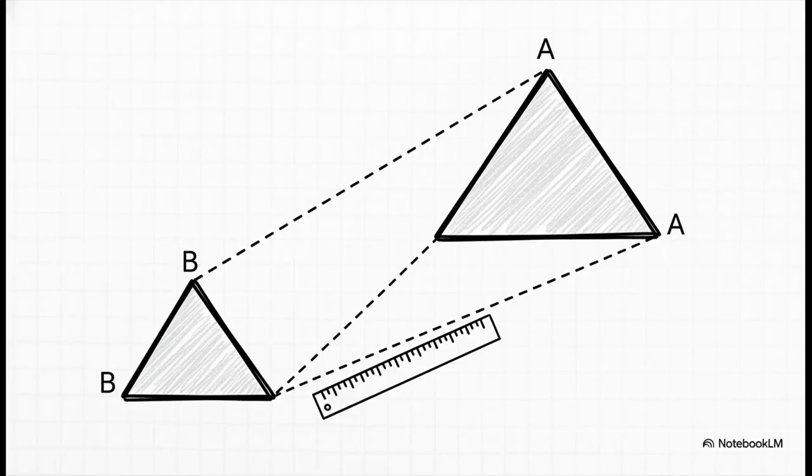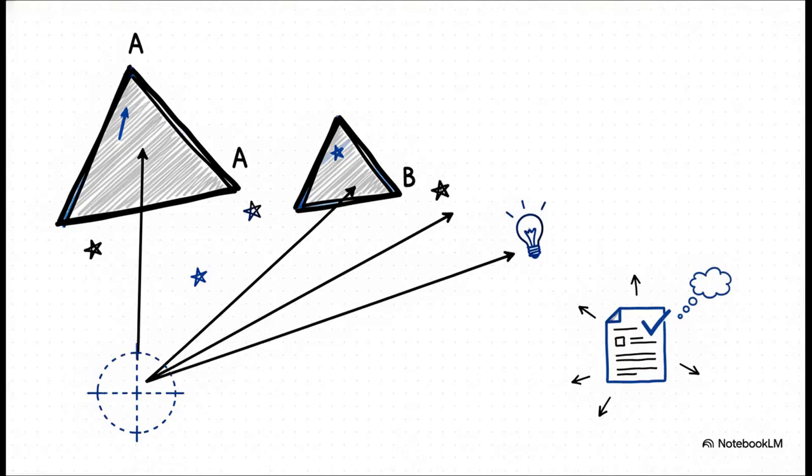And finally, step 3, finding the center of enlargement. Now this is the bit that can trip people up, but there's a really simple method to find it. You just need to draw straight lines through the matching corners or vertices of both triangles. And you can see exactly how it works here. You literally connect the dots.